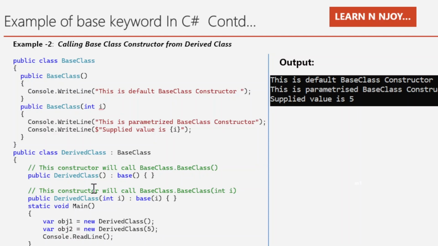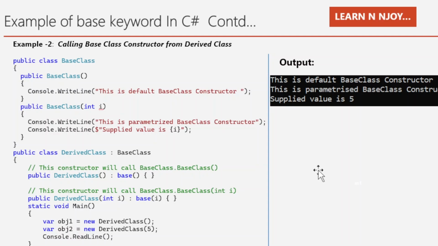So basically I'm just going to call this derived class constructor where we have this parameterized value, right? So the parameterized base class constructor got invoked because it is just going to call this one internally. So this statement got printed, and then the supplied value is printed because I have passed the value 5, so the 5 value got printed. So that's the second use of calling the base class constructor from the derived class using the base keyword, right?